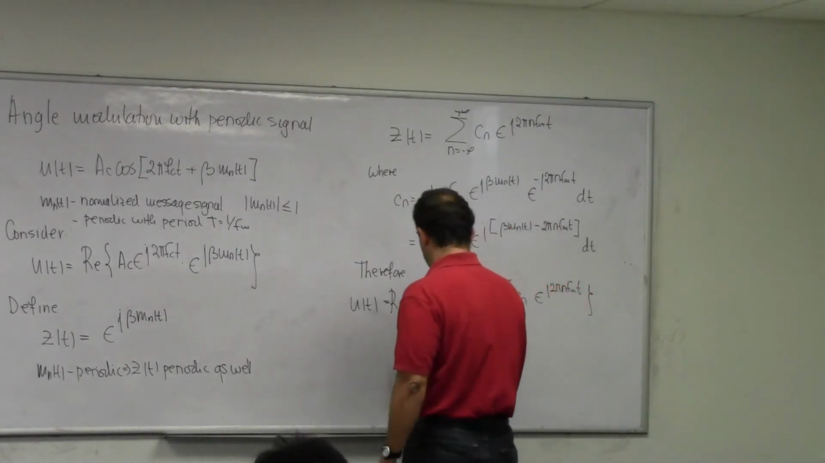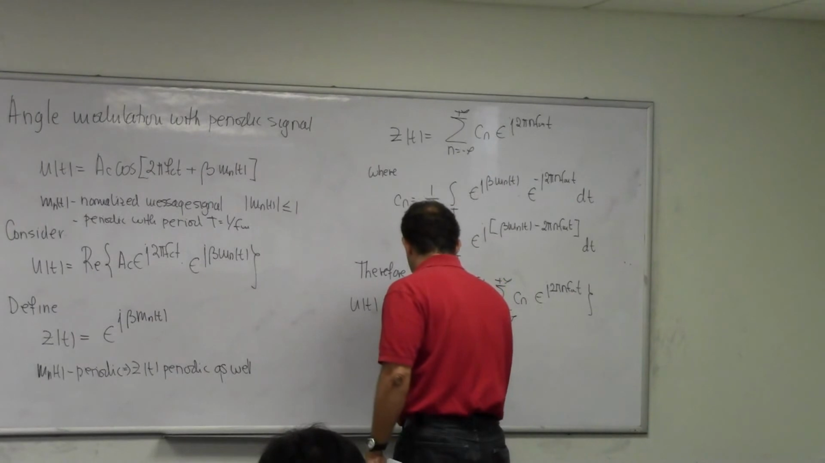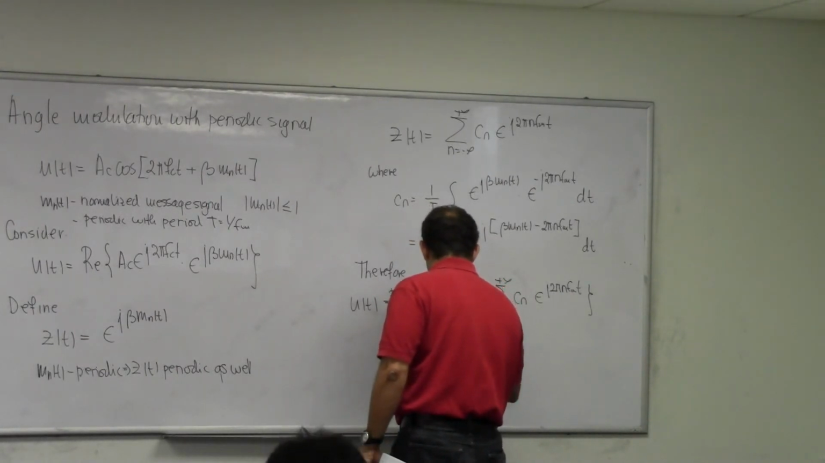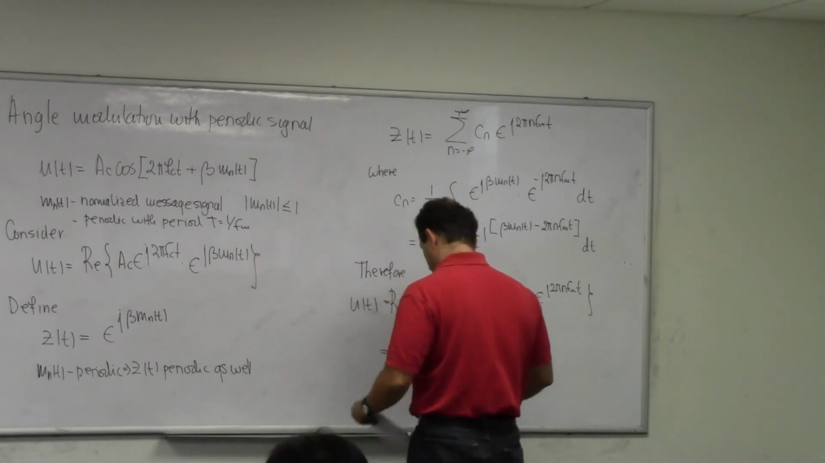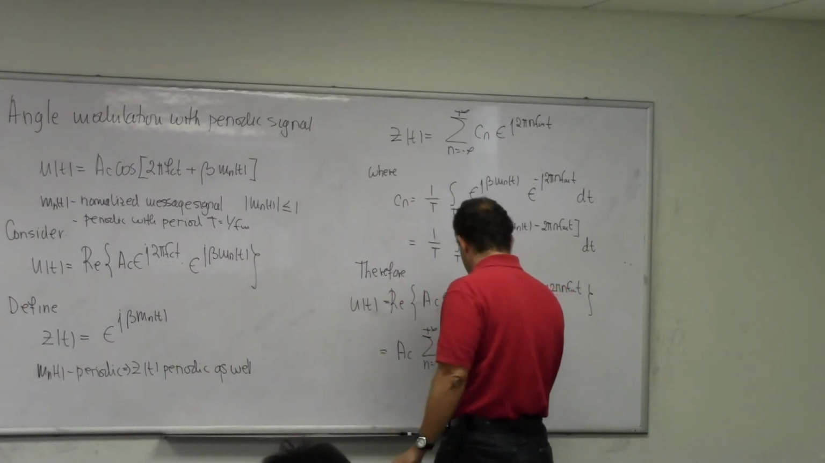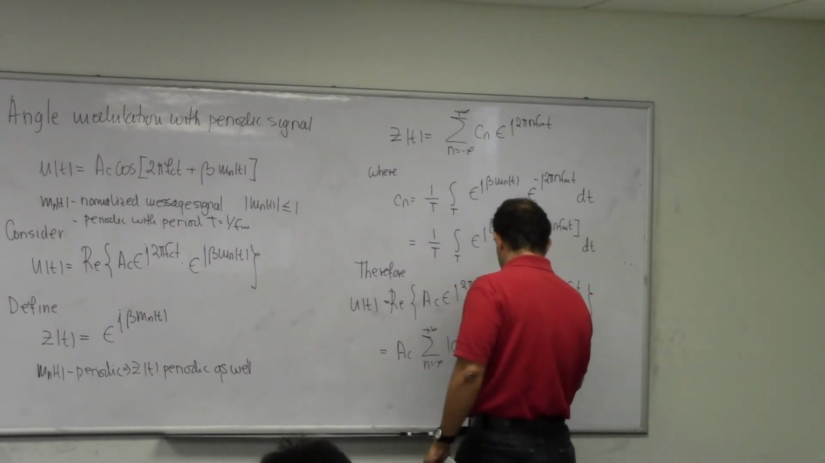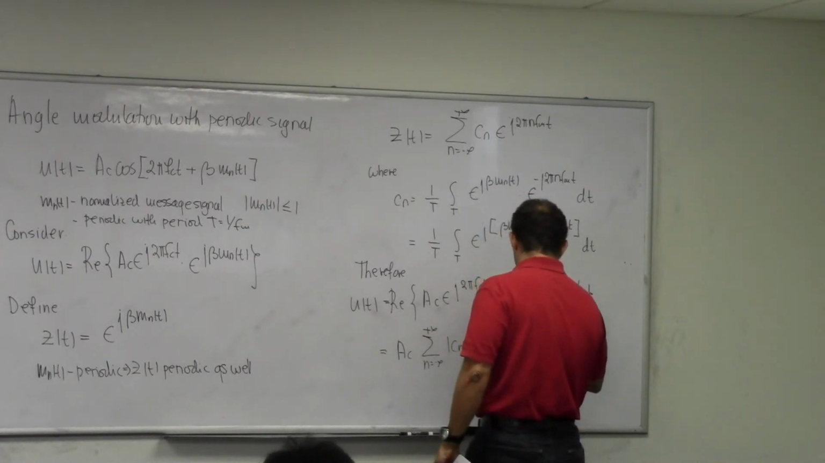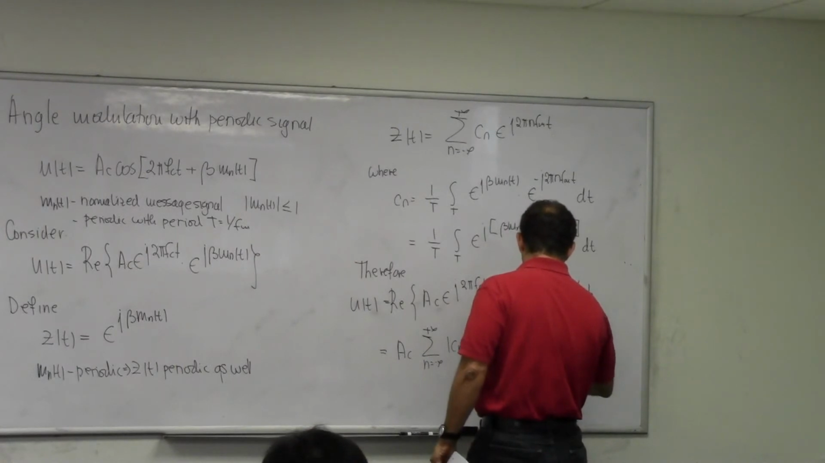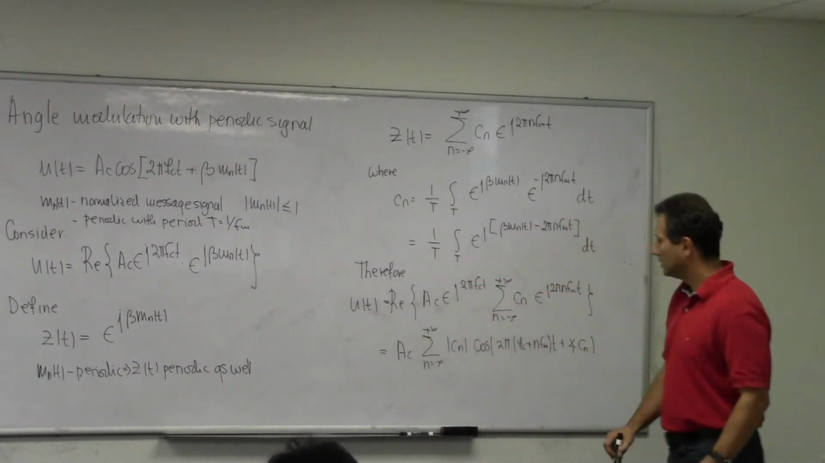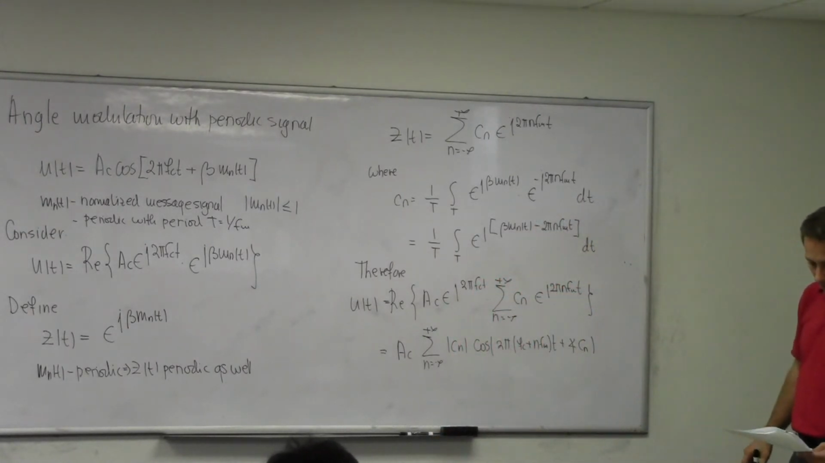And then when you multiply everything and take the real part, this becomes A_C sum when n goes from minus infinity to plus infinity, magnitude of C_n cosine 2 pi (F_c plus n F_m) t plus the angle of C_n. Okay? So that's the form of the u of t.